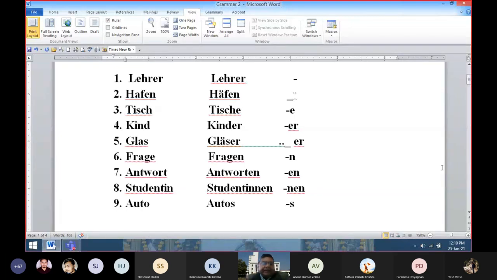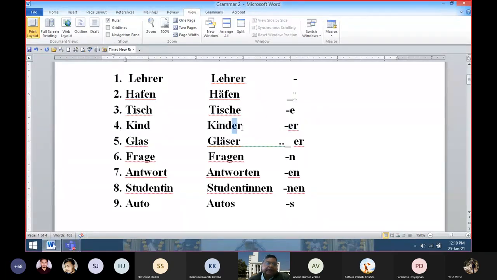Another category is Tisch, T-I-S-C-H. What is the meaning of Tisch? Table. And the plural form is Tische, tables. So here you are adding only e. Next word is Kind, K-I-N-D. You know, Kind means child. Kinder, K-I-N-D-E-R, children. Here the plural ending is er. So here you have added er.